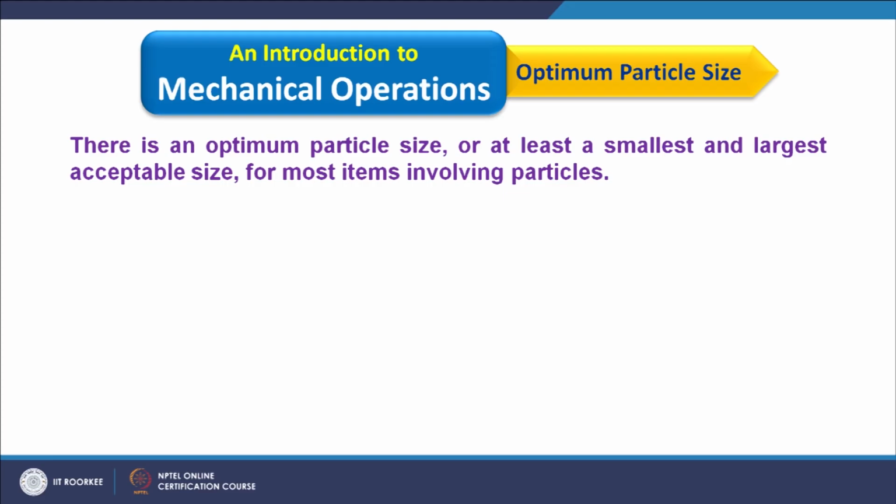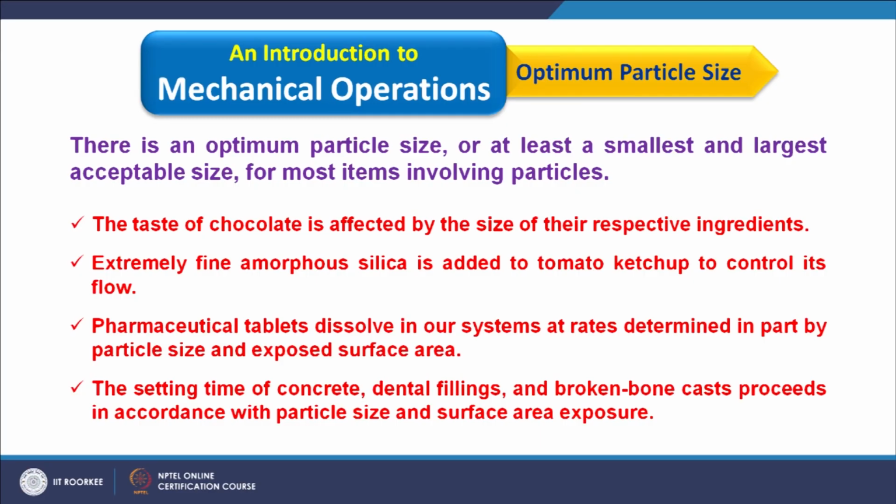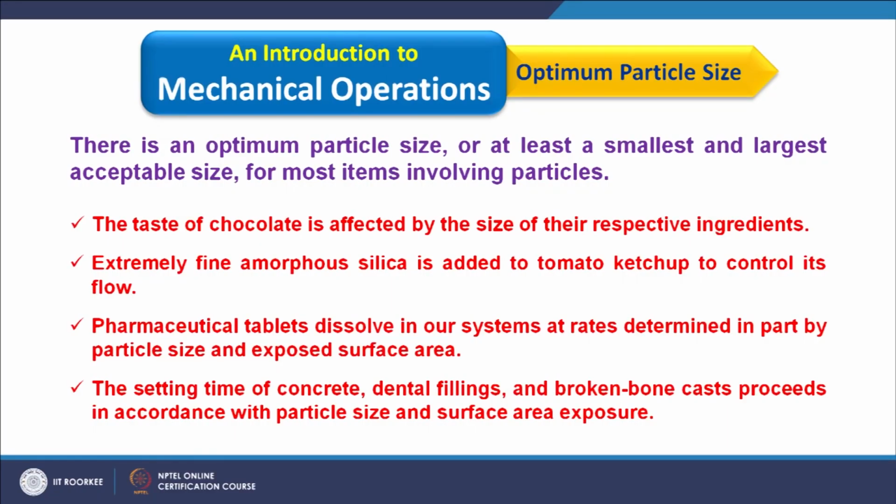There is an optimum particle size or at least a smallest and largest acceptable size for most items involving particles. The one example we just discussed, the taste of chocolate, is affected by the size of its ingredients. The mouth feel of the chocolate comes with very fine size of particle, and these days we can find chocolate which has different particle sizes in it. For example, it has very small particles and some chocolate chips in between. So this gives the very crispy feel and the very fine particle gives the mouth feel. That is quite a different experience when we have different particle size chocolates.